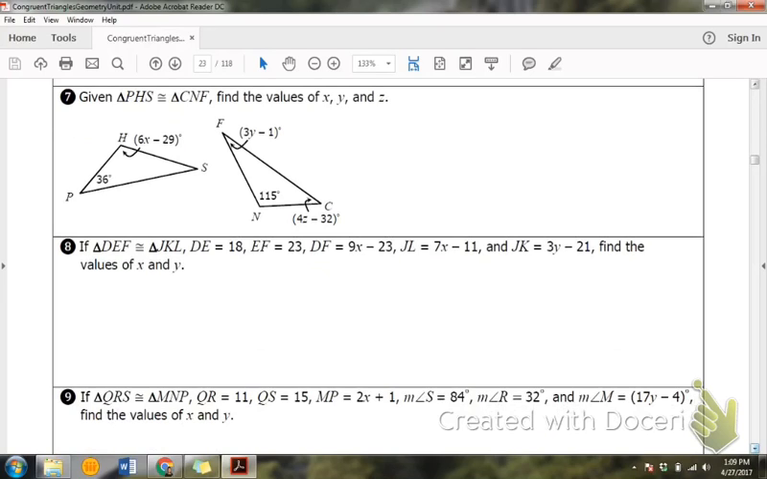So the first thing I want you to do is look at your congruency statement, not what the picture looks like. If you go with what the picture looks like, you're going to make mistakes. Okay, so let's use our congruency statement and mark our angles to be congruent to each other. Take a minute, use your congruency statement and mark angles together.